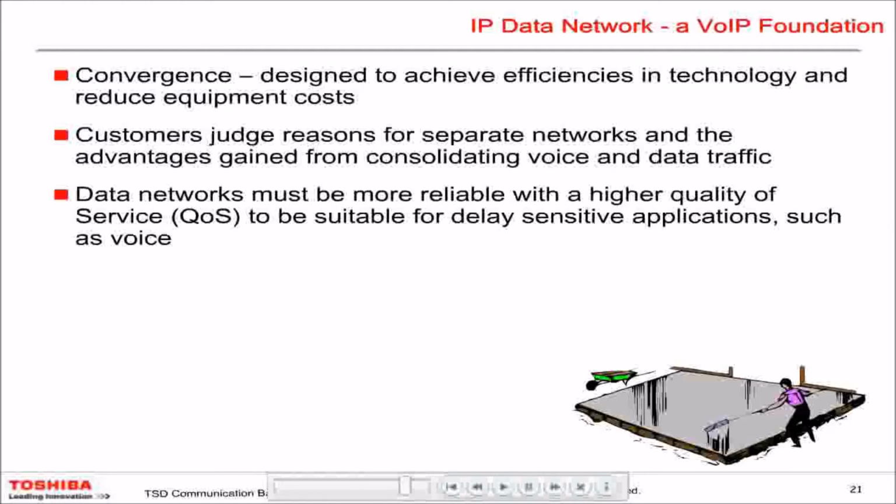Voice and data consolidation is the transmission of both voice and data over a single packetized communication network. It combines the circuit switch voice network with the routed packet data network to achieve efficiencies in technology and reduce equipment cost. To achieve consolidation, data networks must be more reliable with a higher quality of service to be suitable for delay-sensitive applications, such as voice. QoS, or quality of service, is a networking term that specifies a guaranteed throughput level and in turn guarantees a quality voice conversation with which our customers will be satisfied.